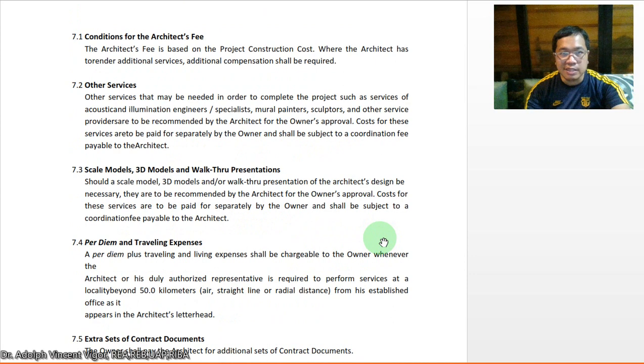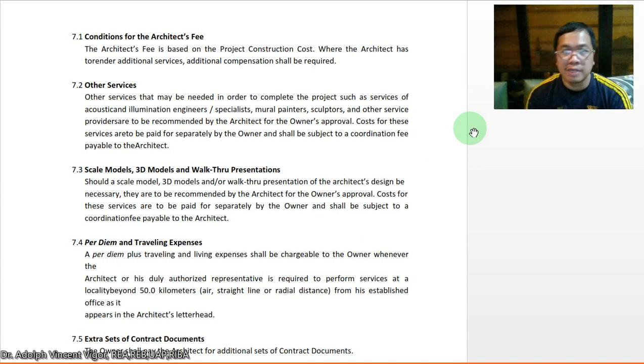For other services that may be needed in order to complete the project, such as services of acoustic and illumination engineers, specialists, mural painters, sculptors, and other service providers, these are to be recommended by the architect for the owner's approval. Costs for these services are to be paid for separately by the owner and shall be subject to a coordination fee payable to the architect.